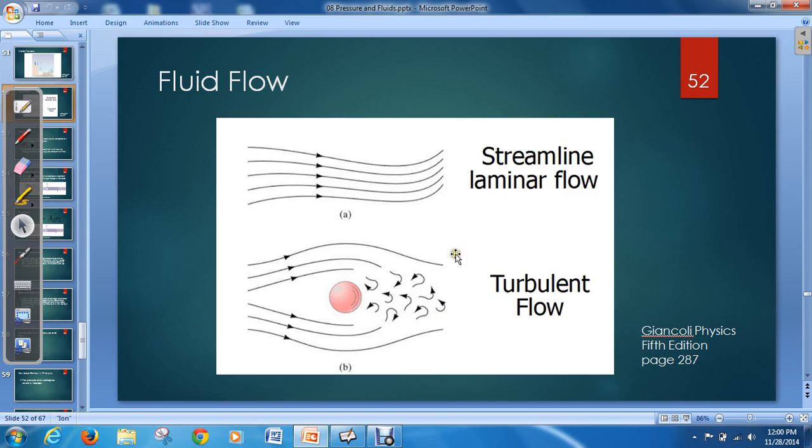So we have this ideal situation, which we call streamline or laminar flow. But this doesn't happen very often. This is a very unique case. Most of the time, we have what we call turbulent flow: a lot of resistance, a lot of going back and forth. But when we do the math and physics for fluid flow, we usually like to think of streamline flow just because it makes the math a little bit easier. We're making an assumption, but it helps us get some better results, something that we can use.